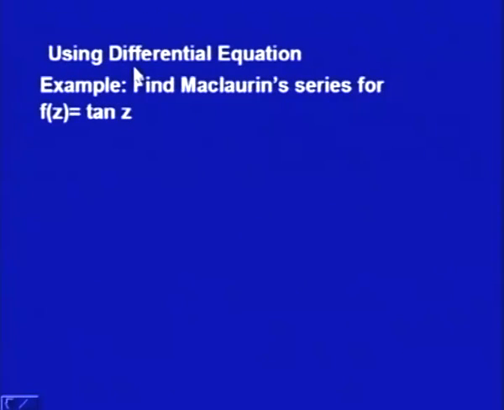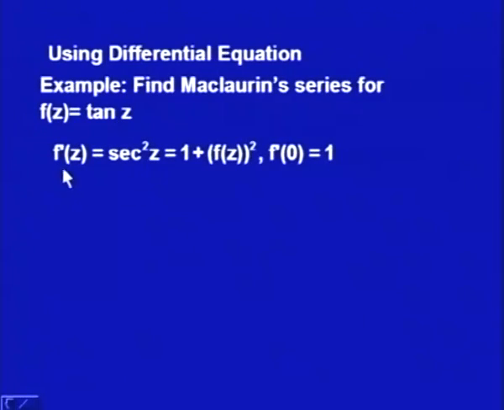There is another method for obtaining Taylor series, that is using differential equations. To illustrate this, we consider the Maclaurin series for the function tangent z. For this, f'(z) is taken as sec squared z, and sec squared z is nothing but 1 plus f(z) squared, because f(z) is tangent z. So, if f(z) is tangent z, then f'(z) is sec squared z, and f(z) being 0 at z equal to 0, f'(0) is 1.